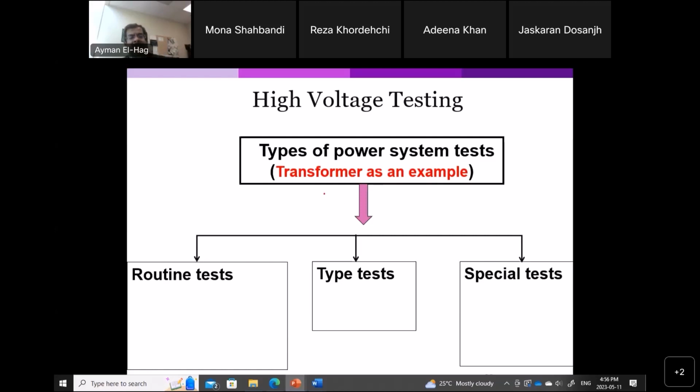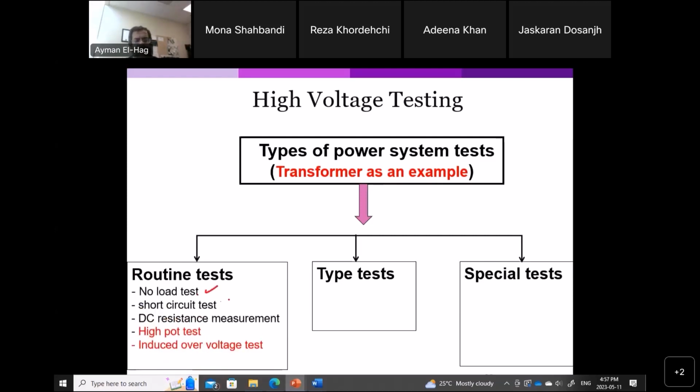So I will take a transformer as an example, and I will highlight some of those routine tests, type tests, special tests, and I will stress the tests that are relevant for us as high voltage engineers. So routine tests, we have the no load test and the short circuit test. These we do to measure the losses in the transformer. This measures the core loss, and this will measure the copper loss. These are the basic things. We need to know the losses of the transformers.